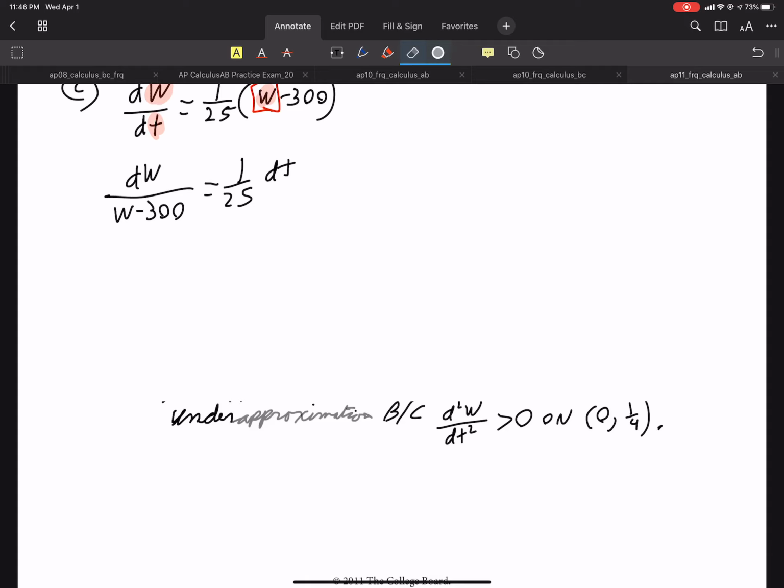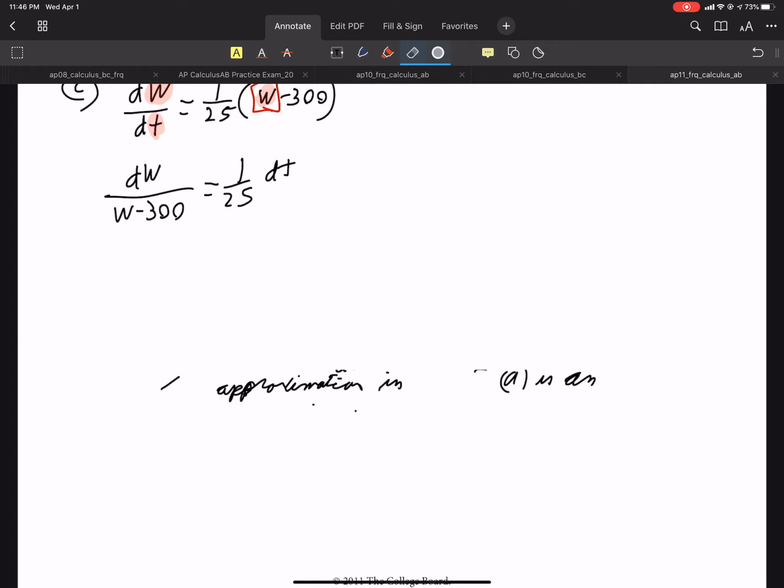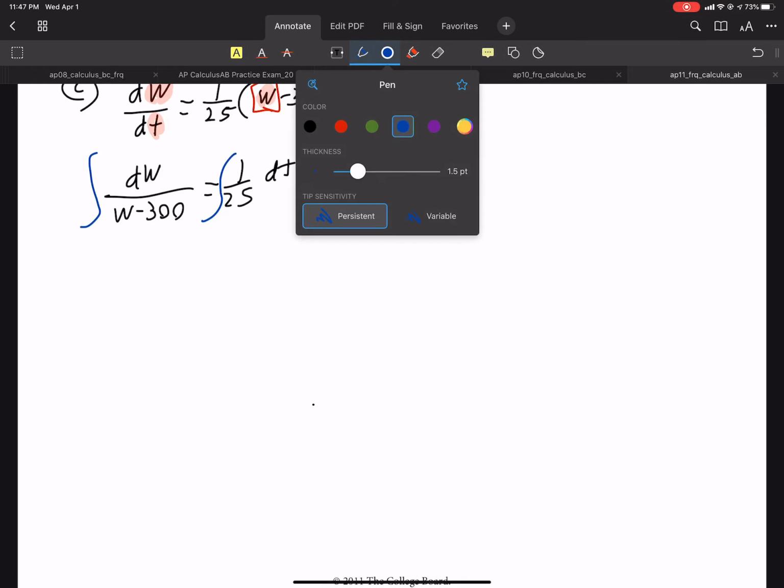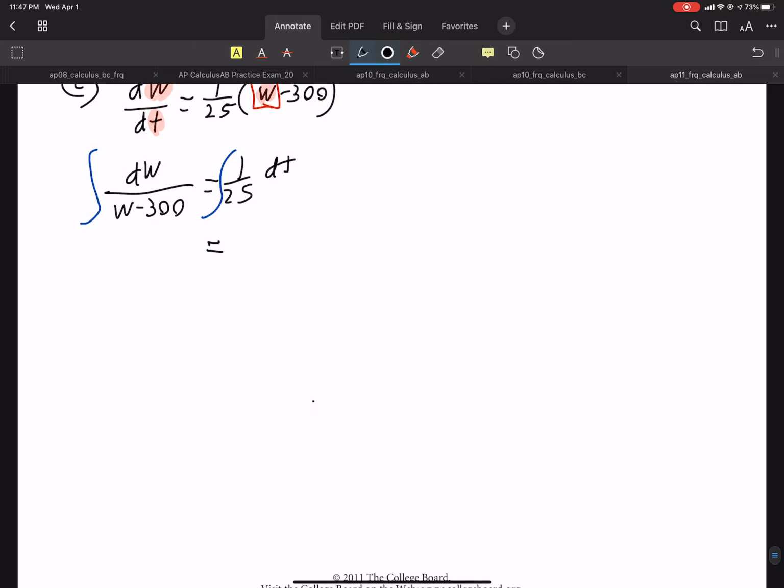Let me erase all this stuff. I'm going to integrate both sides. The right side's easy. That's a constant. It just becomes the constant times my variable plus a constant. That's my plus c. You don't need a plus c on both sides, because if you had it on both sides, you would just combine them together to get one constant, so we're good.